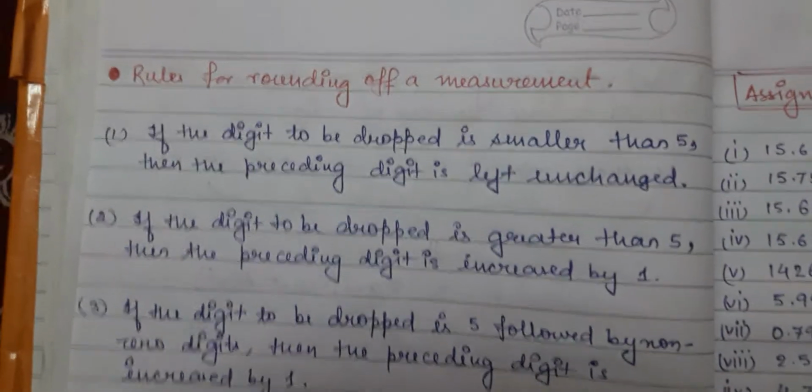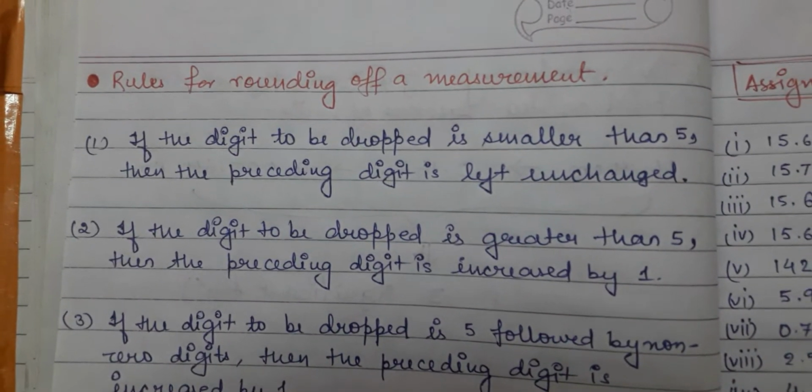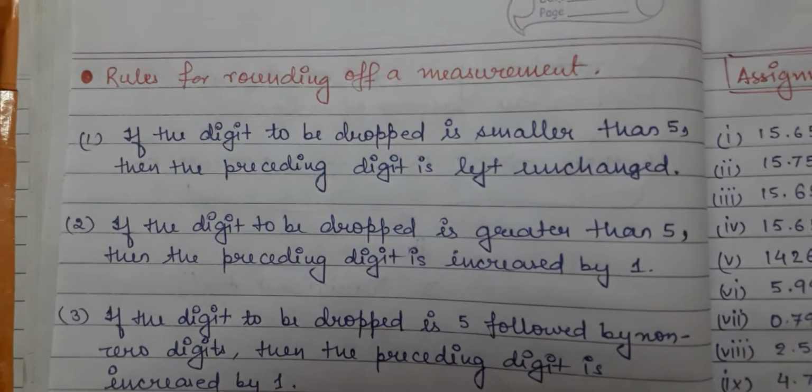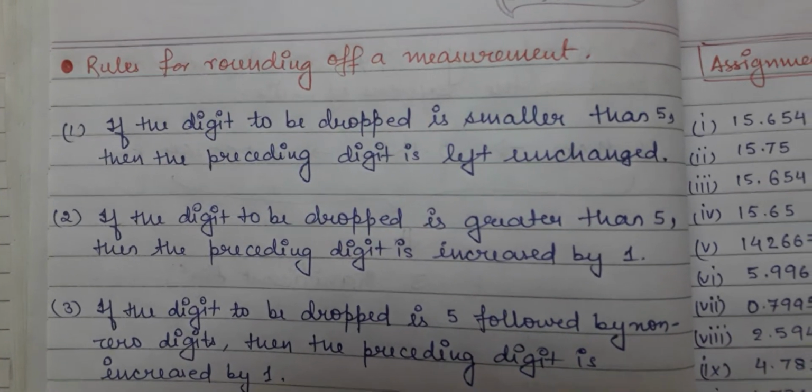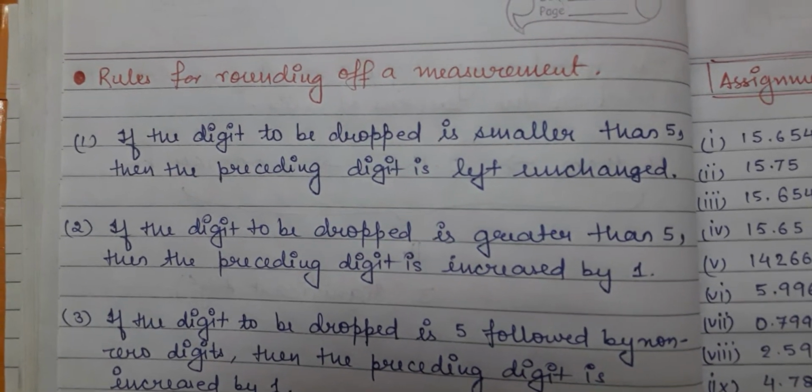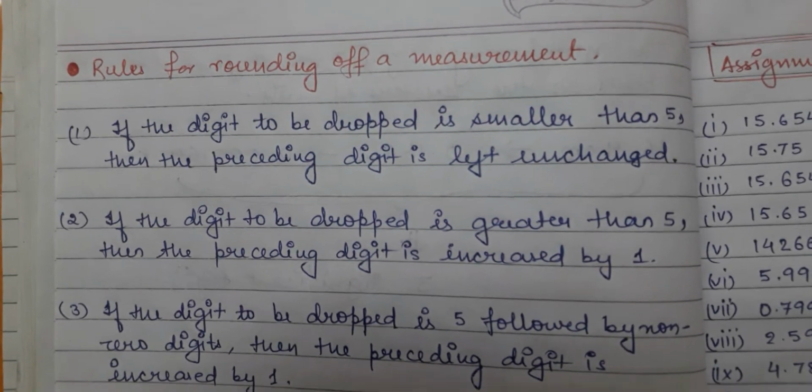So the first rule says, if the digit to be dropped is smaller than 5, then the preceding digit is left unchanged.